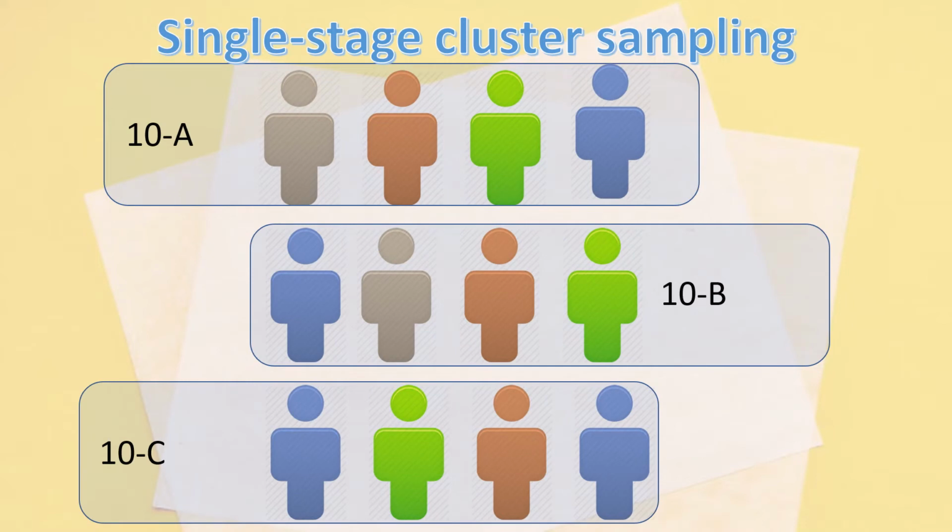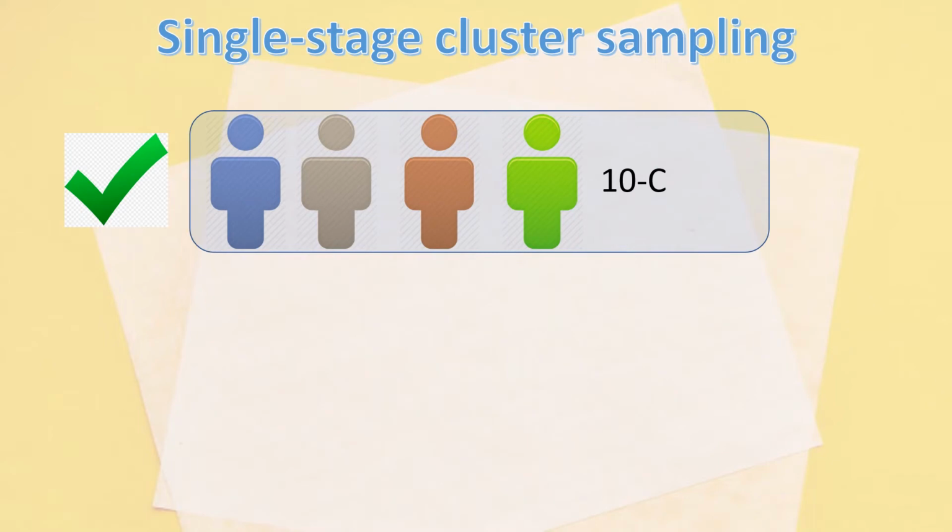This is another example for cluster sampling. So in grade 10, there are 3 sections. So the researcher would simply be choosing, let's say, only one section as a sample. In this instance, 10C is chosen.